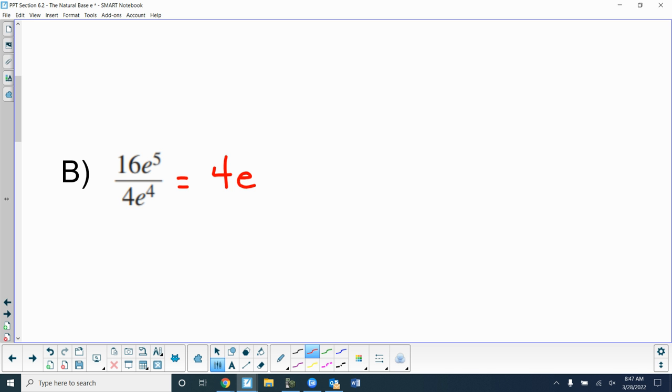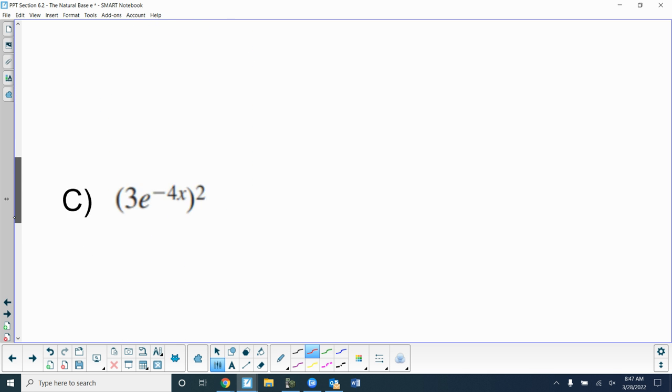Okay, what if the 5 was in the bottom and the 4 was on top? What would our answer be? What if it was just switching the exponents, making that a 4 and this one a 5? What's the answer? 4 over e. Yes, very good, AJ. Where's the higher exponent? In the bottom. So where's the e stay? In the bottom. Then we just subtract 5 minus 4 again. Okay? See the difference between the two? Same rules. Okay? And we can just leave it in that form.